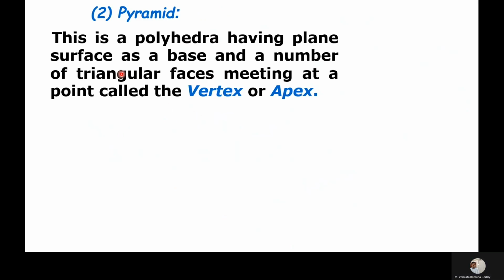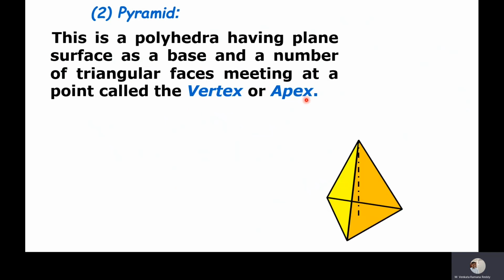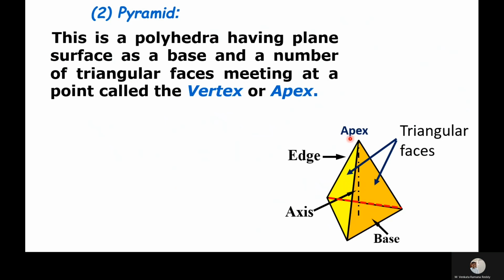Pyramid. This is a polyhedron having a plane surface as a base and a number of triangular faces meeting at a point called the vertex or apex. Here, from all these base corners, we are drawing the edges. All these edges are meeting at a particular point called apex.